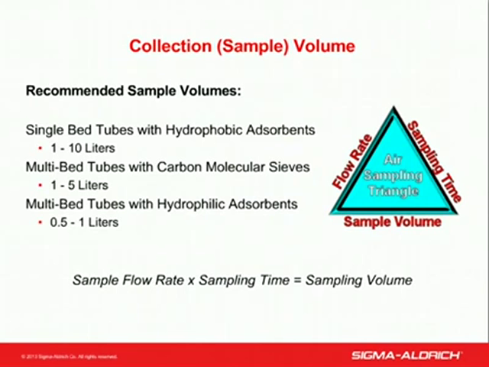So what sample volume should I collect? Some recommendations for a single bed tube with a hydrophobic adsorbent, that would be anywhere from 1 to 10 liters. When we get to the multi-bed tubes with the carbon molecular sieves that can retain a little moisture while we're sampling, we want to reduce the sample volume to about 1 to 5 liters. And if we've got a multi-bed tube packed with a hydrophilic adsorbent such as silica gel or molecular sieve, we'll want to really limit that sample volume to reduce the amount of water we trap, from half a liter to 1 liter.